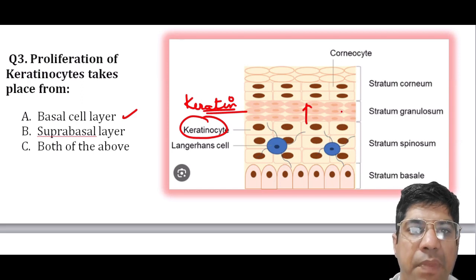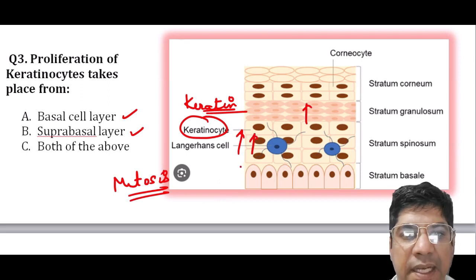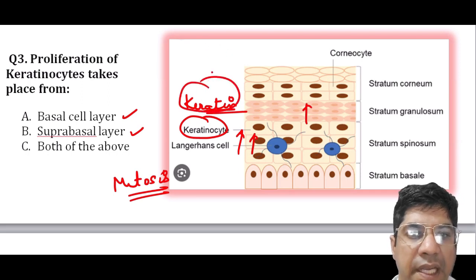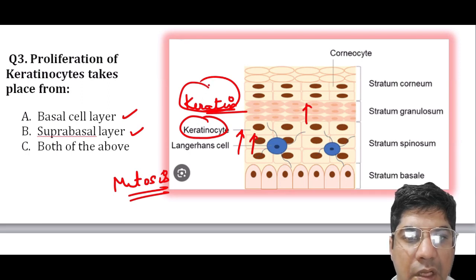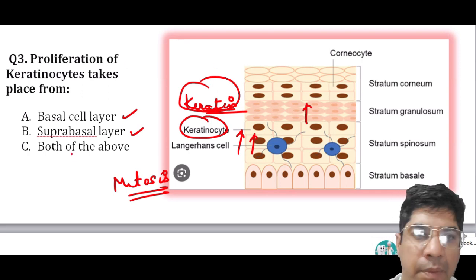The keratinocytes here are actively dividing through a process known as mitosis. As the new cells are formed, they move upward. In the basal layer, the keratinocytes are constantly dividing and producing new cells to replace those that are shed away. As the keratinocytes move through the suprabasal layer, they undergo changes in their structure, including the accumulation of keratin protein and formation of structures like keratinosomes. So the keratinocytes in the basal layer are actively proliferating, and the cells in the suprabasal layer are transitioning toward becoming fully keratinized. So the answer is both of the above.